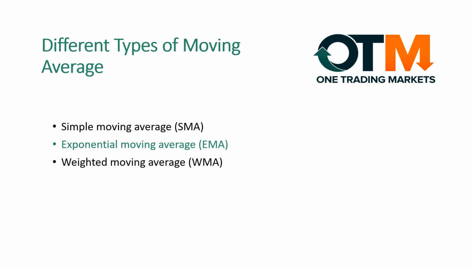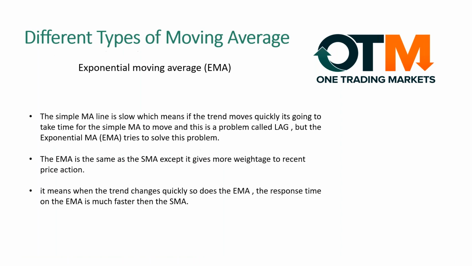Now, why do we need different moving averages? So here's the thing with the simple moving average. When the market moves rapidly, like it goes up really fast or it goes down really fast, the moving average doesn't have enough time to react to how the market is moving, which causes a problem. In trading world, this problem is called lag.